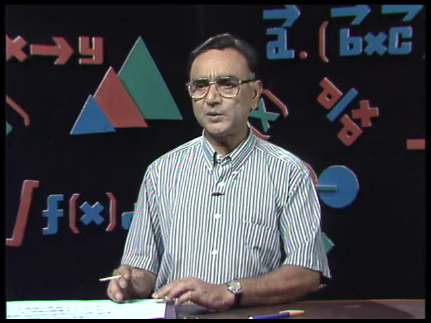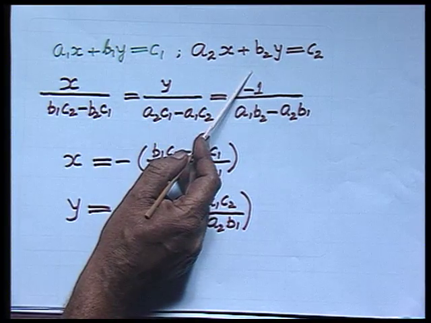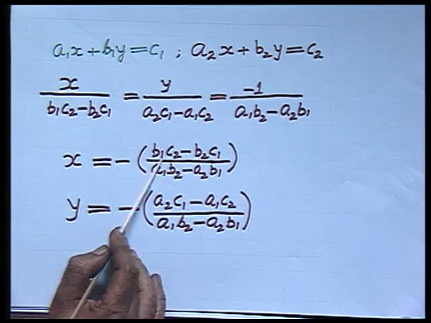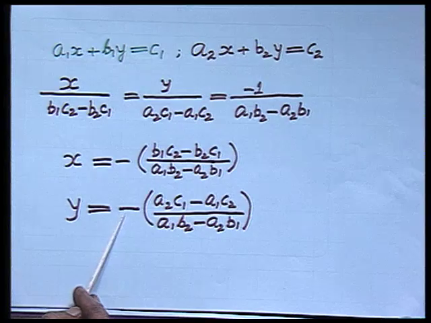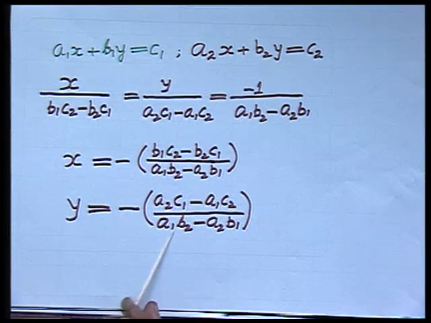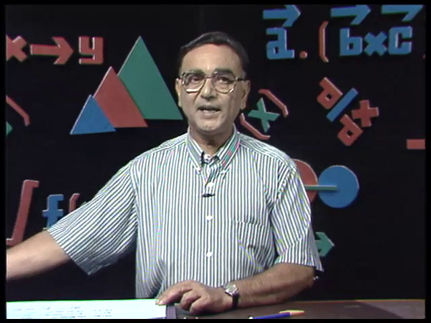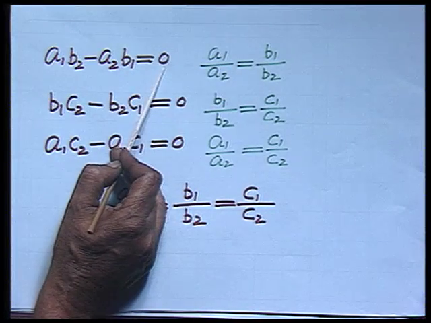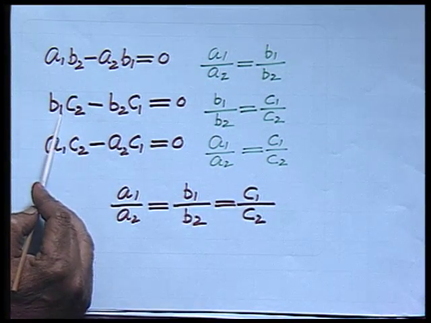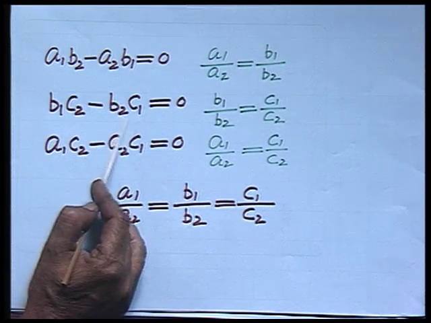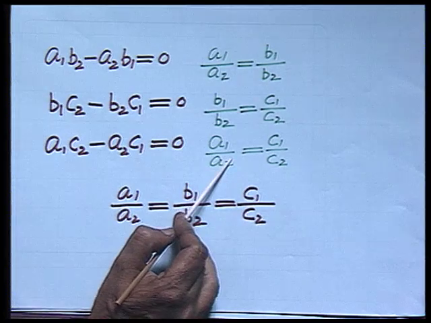So let us have a general look. Here the equations are this, and we get the value of x as b1 c2 minus this upon a1 b2 minus a2 b1, and value of y is minus a2 c1 minus this upon a1 b2 minus a2 b1. Now here let us take the case. In case this is equal to 0, then I get a1 upon a2 is equal to b1 upon b2, and b1 c2 minus b2 c1 is 0, I get b1 upon b2 is equal to c1 upon c2, and the same thing I get from there.